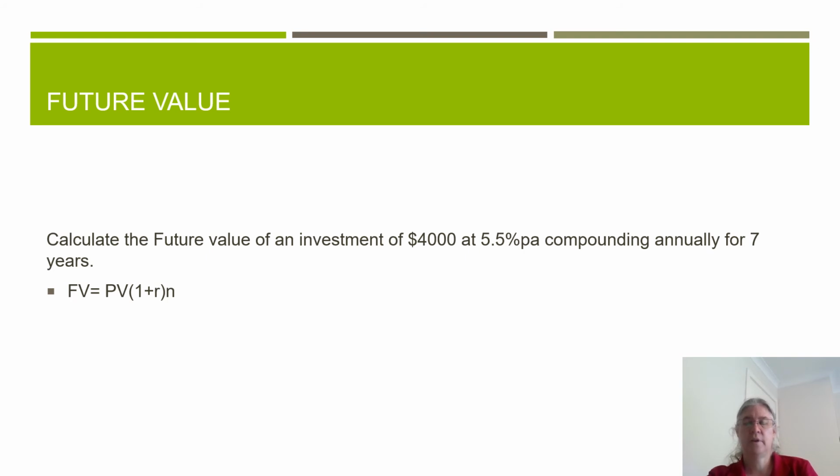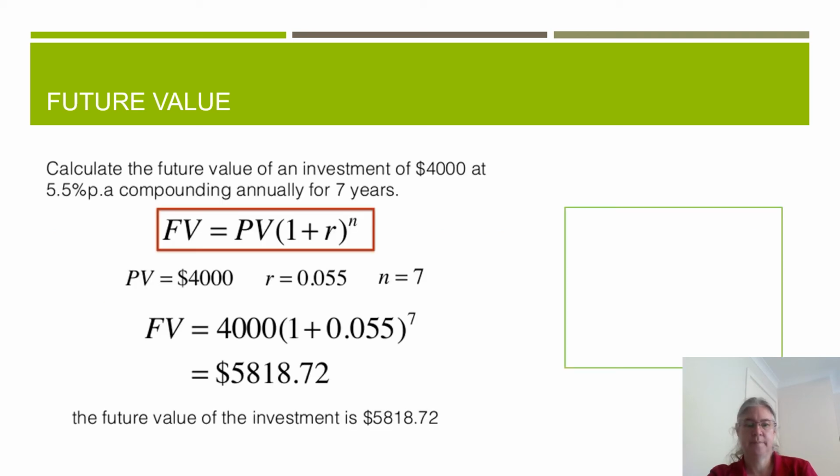So let's have a go. Now, you are going to need a calculator that can do these kinds of calculations. So we've got the formula, future value equals the present value times 1 plus r to the power of n. So we're being asked to calculate the future value of an investment of $4,000, 5.5% compounded annually for 7 years. So we'll put that into our formula.